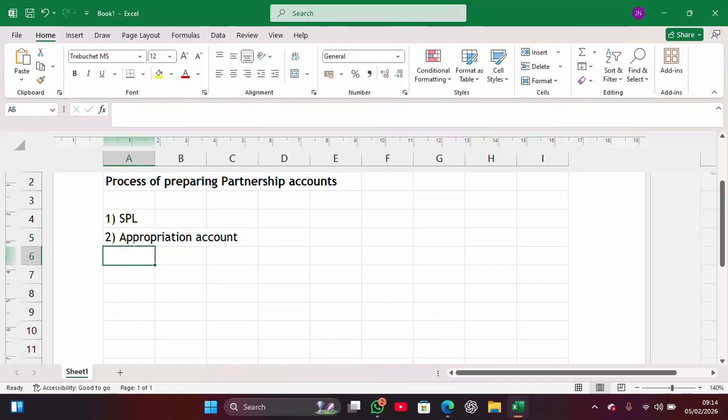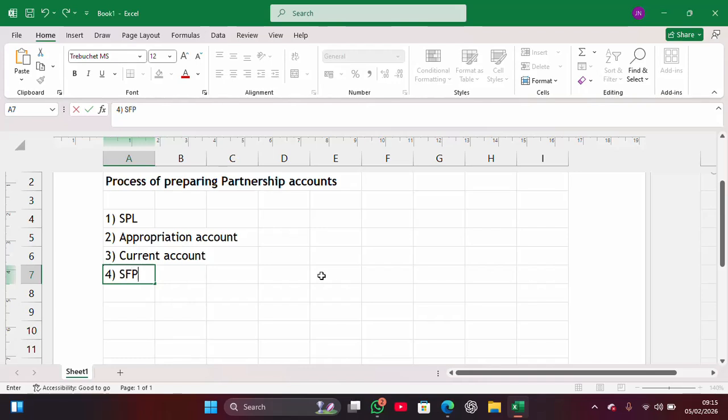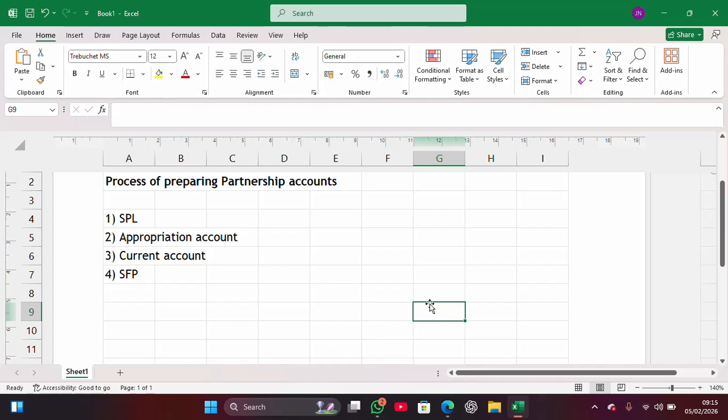Number three, you need to populate what is known as the current account, updating the partners' profits and losses in the current account. Then in some cases you may need to open the capital accounts, but in most cases we do that from the balance sheet, so we'll go to the statement of financial position. So how many major steps, apart from the adjustments? It is 4 steps, isn't it? Yes.